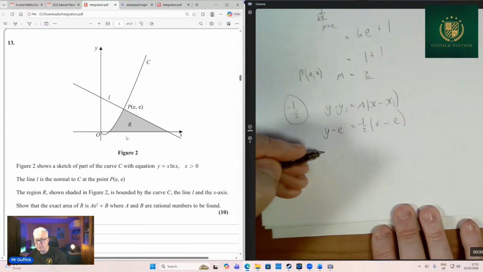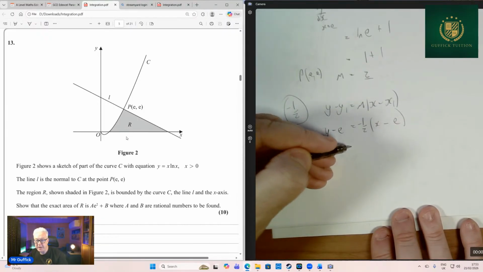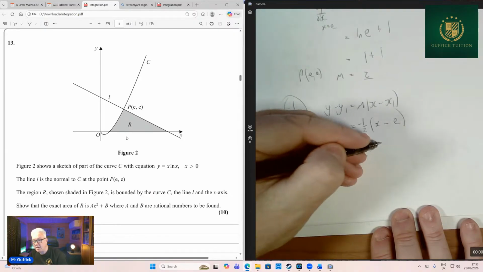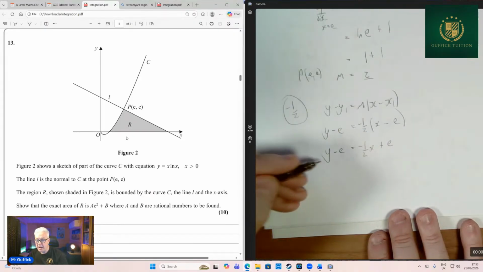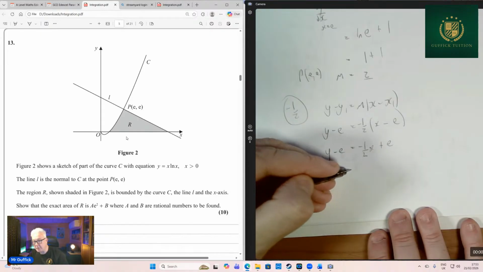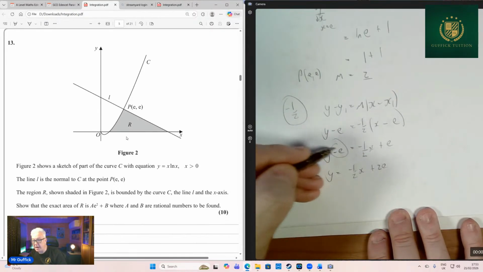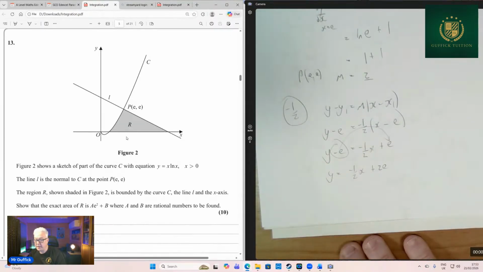So this is looking good now. So y minus e is equal to minus a half x minus e. And then I'm going to say that y is equal to minus a half x plus 2e, because we add that e over to this side here like that. So that's our equation of our line. So now what we need to say to ourselves is, what is this going to be when the y coordinate is equal to 0? Okay, so let's think about that. When the y coordinate is going to equal 0.